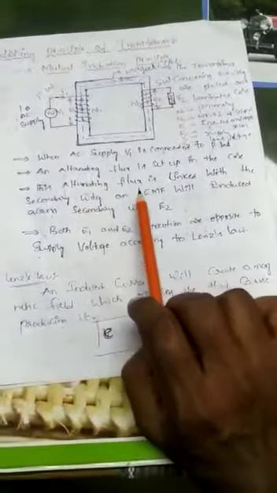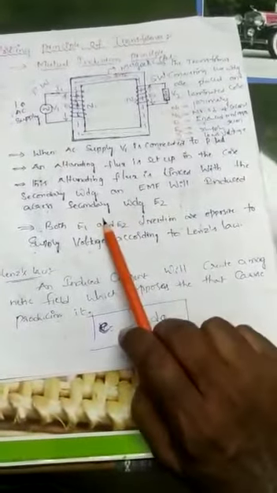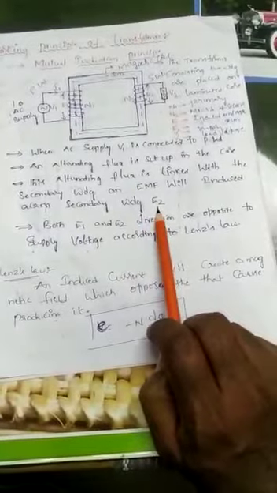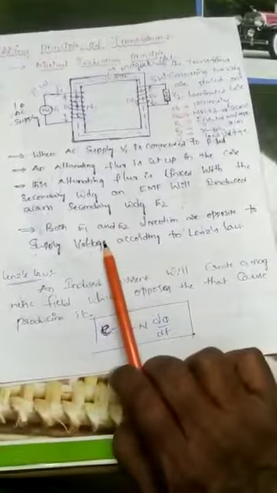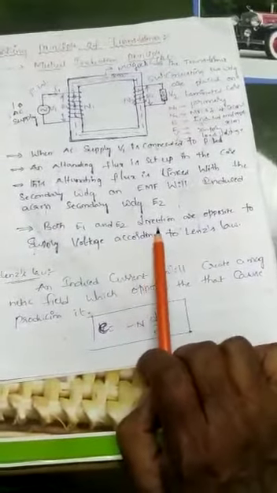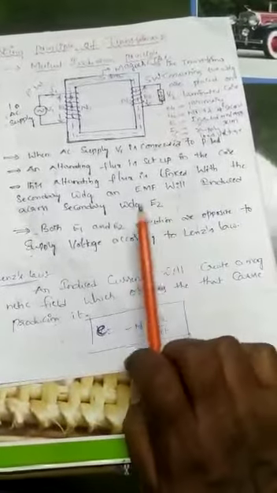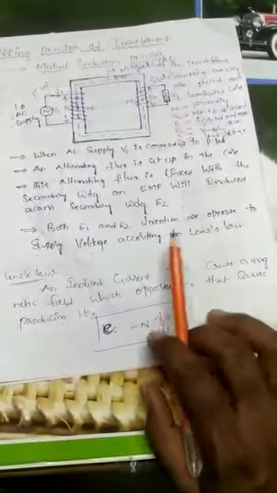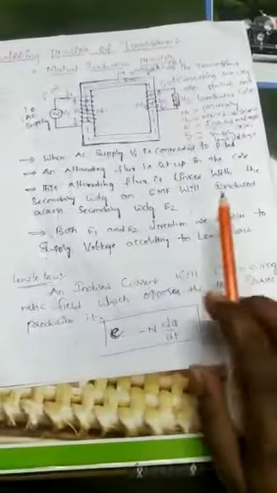The alternating flux links with the secondary winding, and an EMF, equal to E2, will be induced across the secondary winding. E2 is called a mutually induced EMF. Both E1 and E2 are opposite in direction to the supply voltage, according to Lenz's law. What is meant by Lenz's law? Whatever EMF is induced in the primary and secondary windings is always opposing the supply voltage, based on Lenz's law.